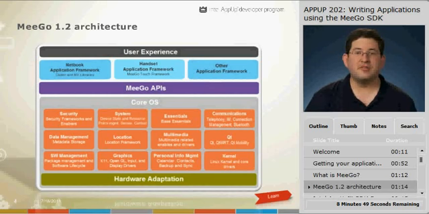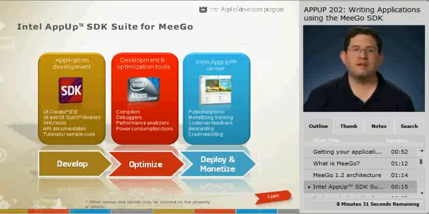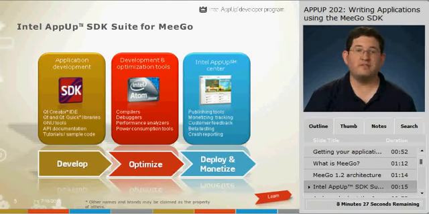The top layer is the user experience layer. MeeGo provides a compelling user interface for each type of supported device class. This helps enable an application to run across netbooks, tablets, smartphones, and in-vehicle systems, even though the user interface for each device is different.